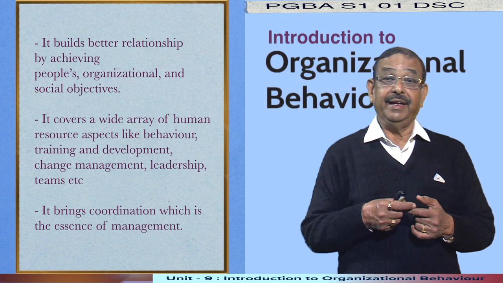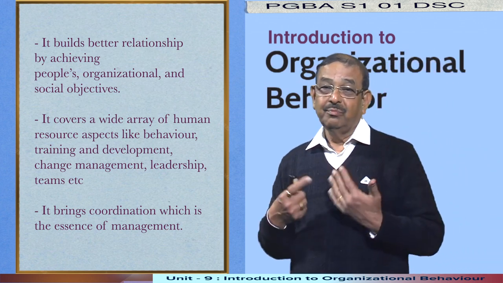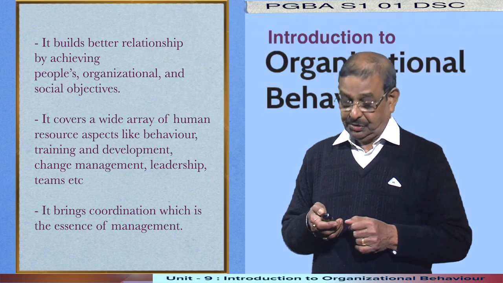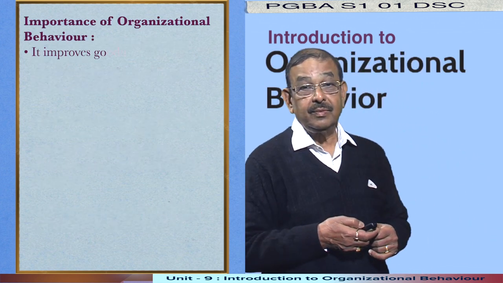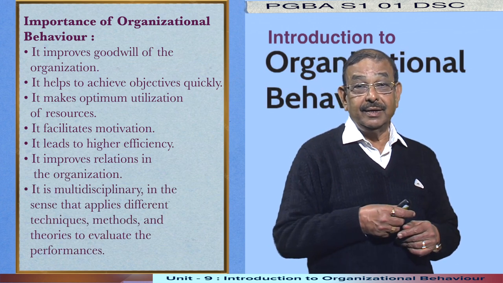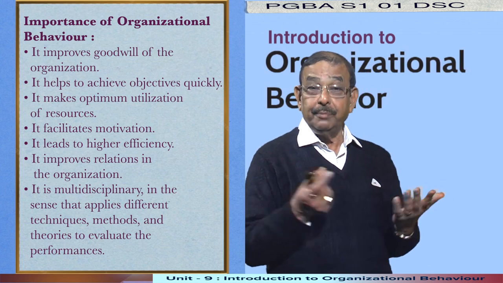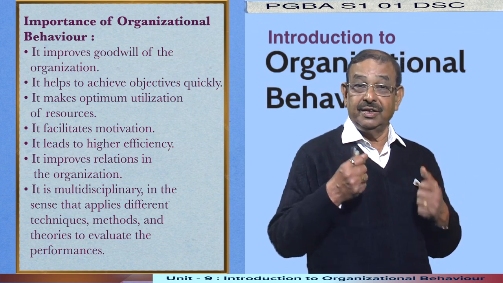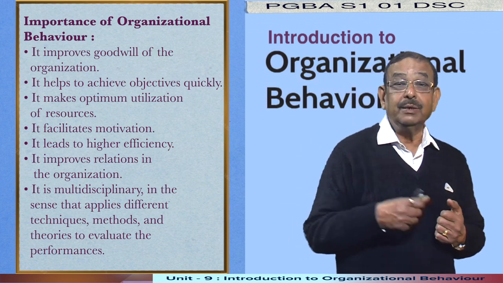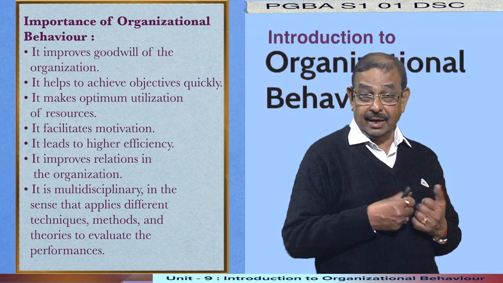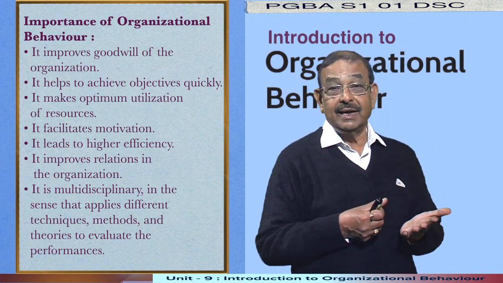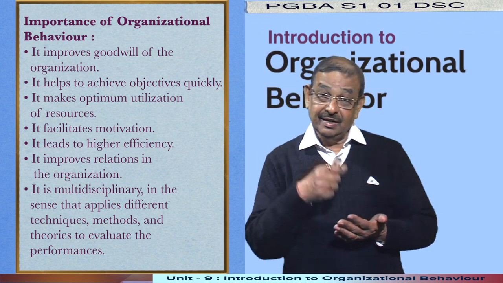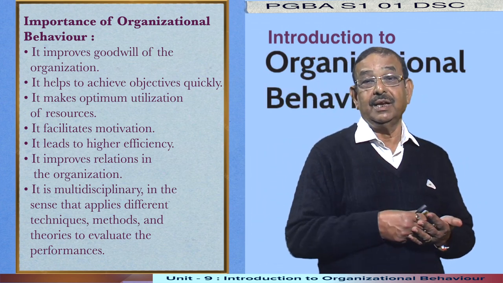And it covers a wide array of human resource aspects like behavior, training, motivation, leadership, team behavior, and it helps in bringing in the coordination, which is the essence of management. And if it can be executed well, it will help in improving the goodwill of the organization. People will be happy. And that will help the organization to achieve the objectives quickly because people are charged, they are motivated. And that will help the organization to make optimum utilization of resources. Because the employee workforce will be motivated, that is likely to lead to higher efficiency. And that will also help in reduction of conflict and tensions, because that improves the relationship in the organization.